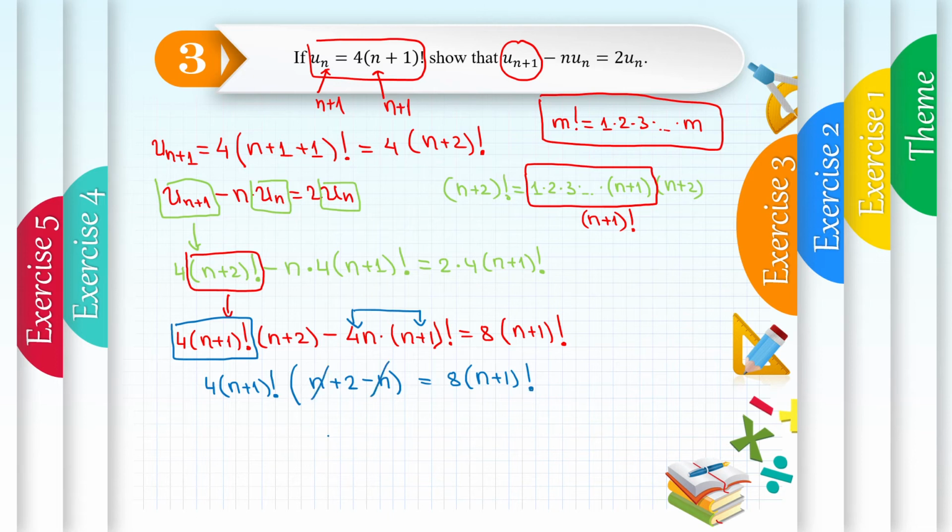n plus 2 minus n gives us 2. So we obtain that 4(n+1)! multiplied by 2. We have to prove that this is 8(n+1)!, which is for sure true, because 4 multiplied by 2 is 8, so 8(n+1)! is equal to 8(n+1)!. And we proved our condition. So this was the third exercise that I wanted to show you.